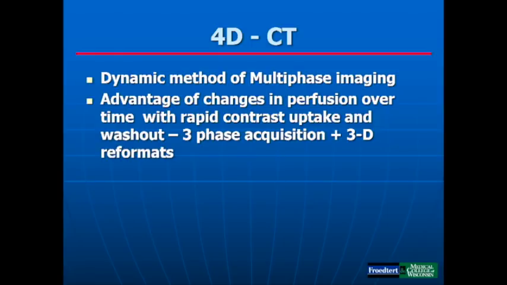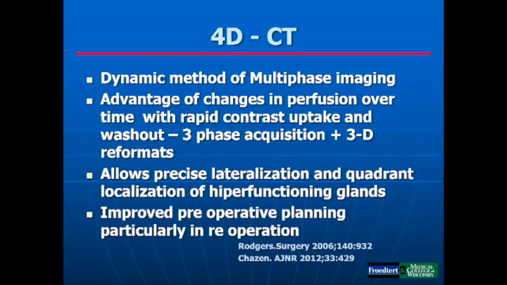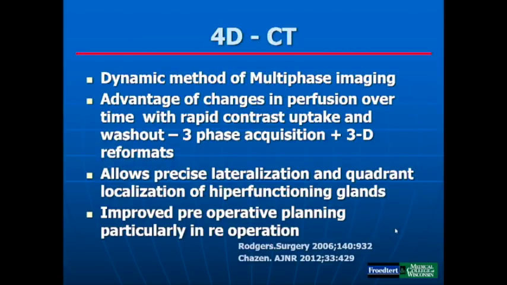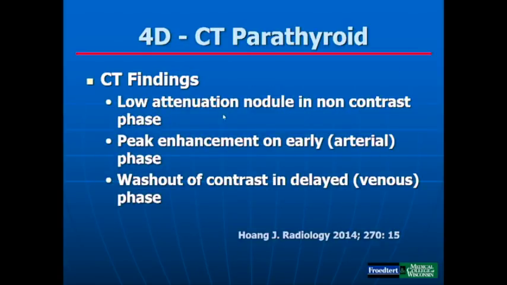4DCT is a method that takes advantage of the perfusion, the hypervascularity of the glands, with change in perfusion over time, with rapid contrast uptake and washout. It is imperative to do multiple phases for the acquisition of the 3D reformats, and it allows lateralization and quadrant localization of the hyperfunctional glands. This is very important for preoperative planning, particularly in reoperation.